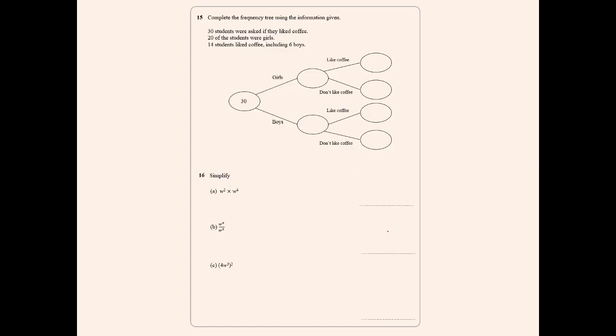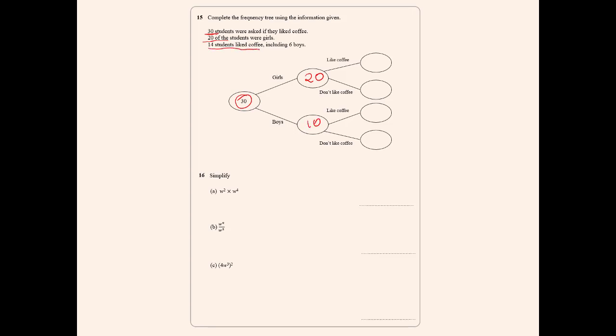Number 15, complete the frequency tree using the information given. 30 students were asked if they liked coffee, 20 students were girls, 14 students liked coffee, including 6 boys. When you get a question like this, always try to write down the information that is given on the frequency tree, and it will be easy to find the missing information. So 30 students were asked if they liked coffee. Okay, so we got the 30 there. 20 of the students were girls, so we've got 20 there. That means 10 are boys.